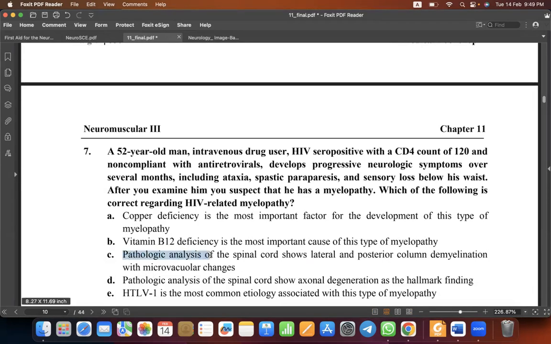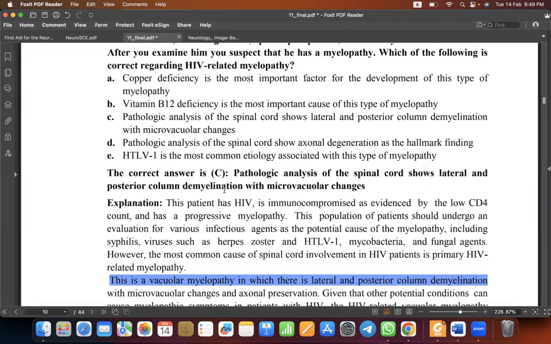The pathological analysis of the spinal cord shows lateral and posterior column demyelination with microvascular changes. This is actually the right answer. B12 is not that common. This scenario is typical of B12 also, but it is not common in HIV-related myelopathy. It is a coexistent condition. We can explain all of this by HIV itself. Copper deficiency is not that common either. Pathological analysis of the spinal cord shows lateral and posterior column demyelination with microvascular changes.